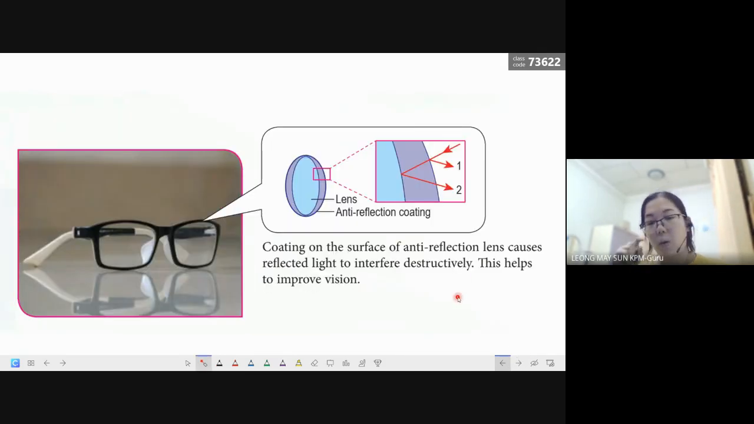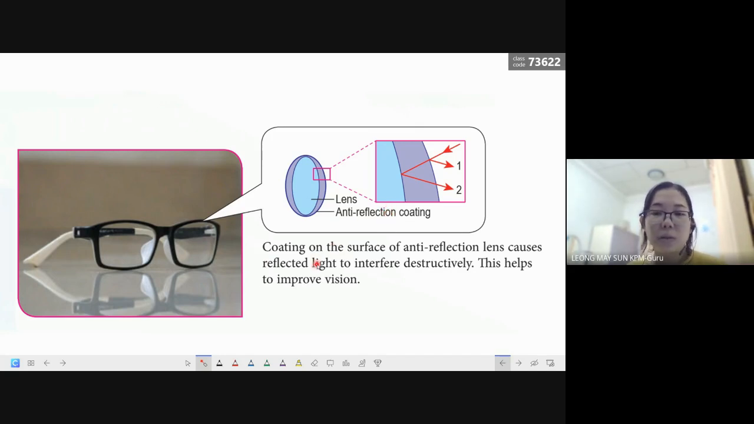Next is actually our specs. For our specs, you would notice when you go to the optical centre, there are different types of specs. They will ask whether you want your specs to be multi-coated, non-coated, single-coated, or whether you want to have the blue ray filtration or whatsoever.